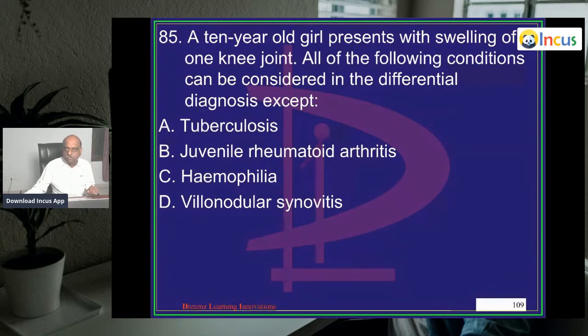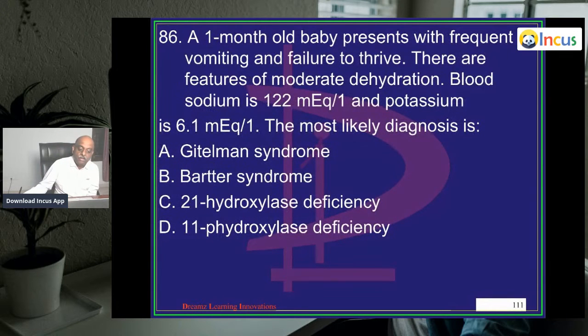10-year-old girl, swelling of one knee joint. What is the possibility? TB, juvenile arthritis, villonodular synovitis. They're all the causes presenting with unilateral knee joint swelling is what you should remember.